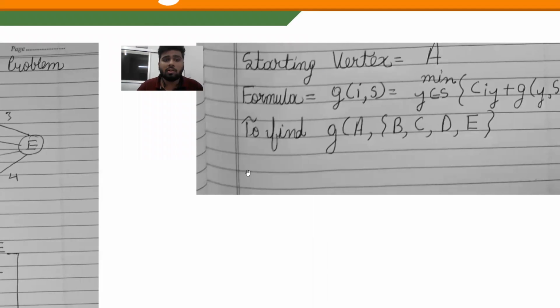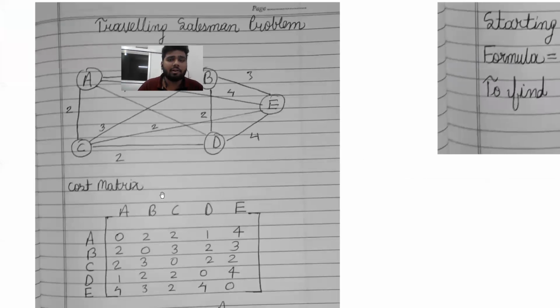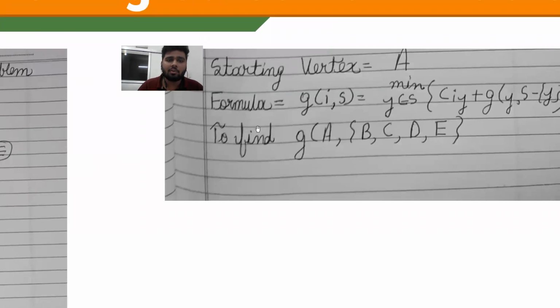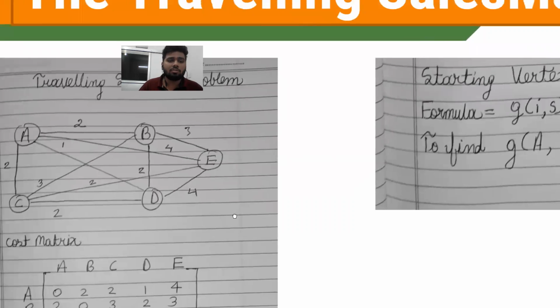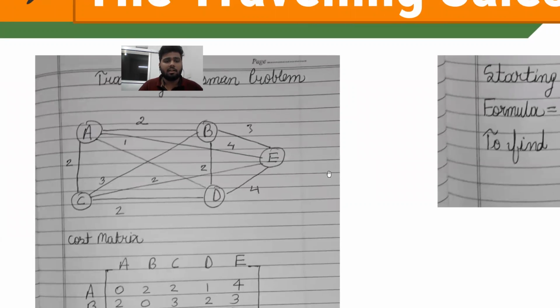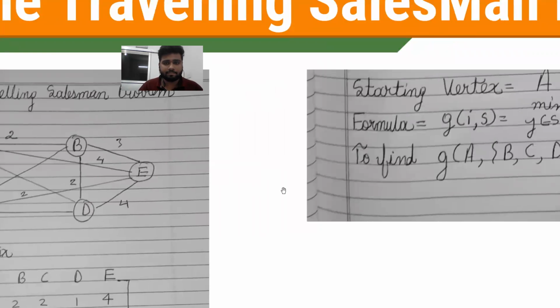Now, as I told earlier, A is the starting vertex. So the formula for calculating the shortest path is like this: G of i comma S equals the minimum, over j belonging to S, of Cij plus G of j comma S minus j, where S is the set, and I will explain the other terms in the next page. And our objective is to find G of A comma B C D E, which is the shortest path to travel from A to all the vertices and return back to A.